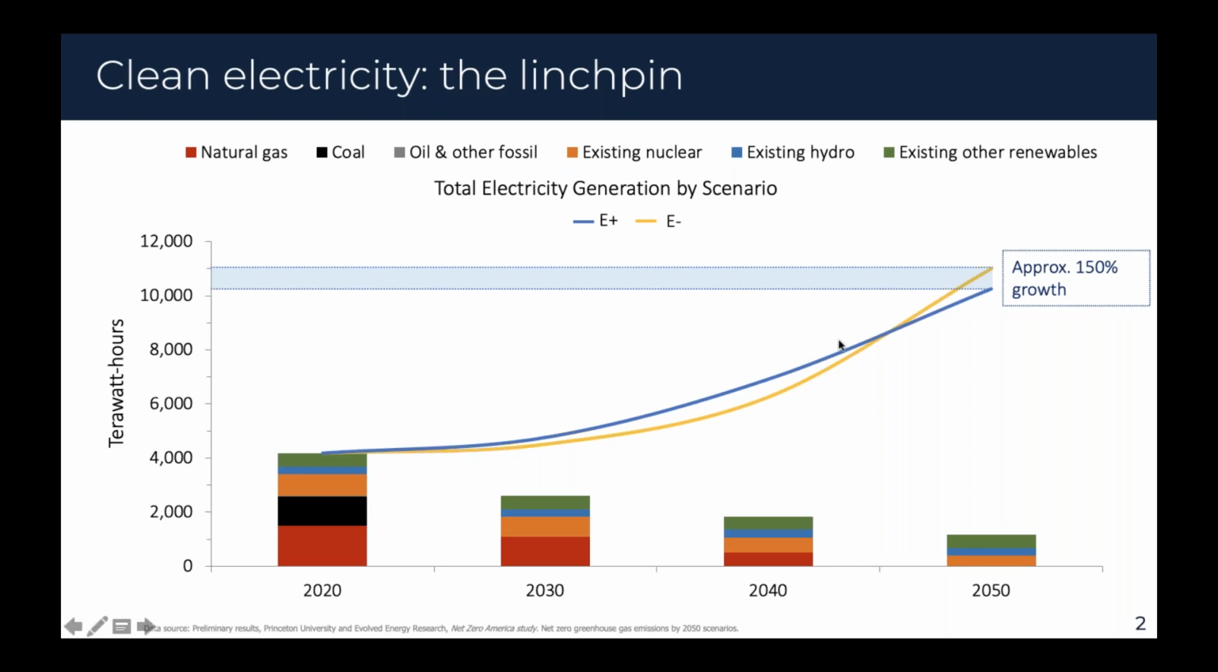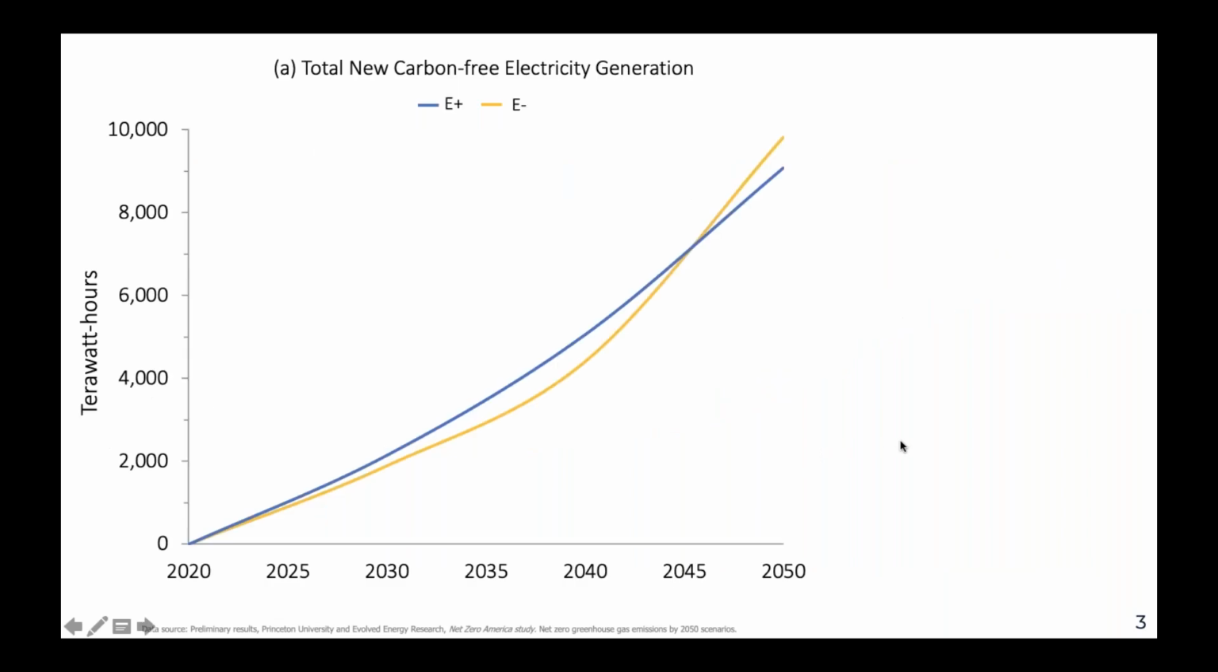So if we take the gap between the line here, which is the total electricity demand in each of these scenarios in each year, and the remaining contribution from the existing generation sources, what we get is the new amount of total carbon-free electricity generation that has to be added to the US grid over time.